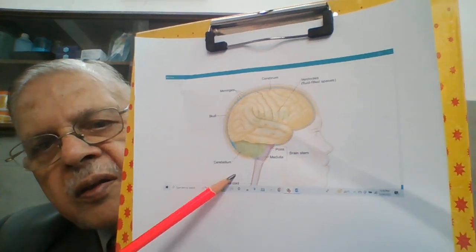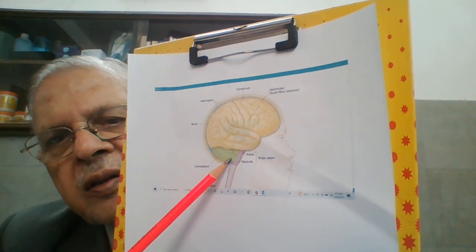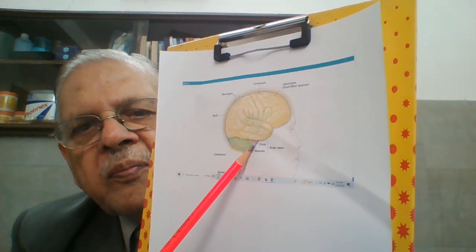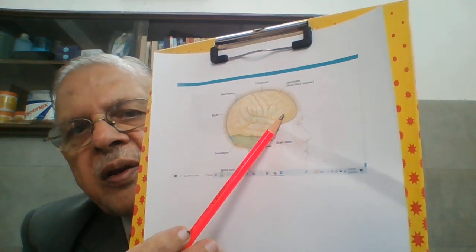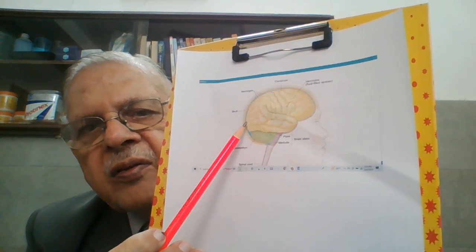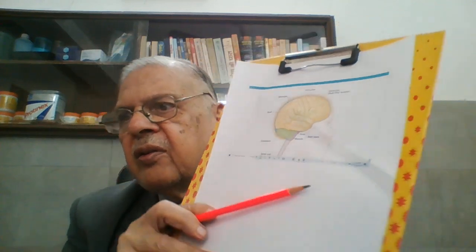Look at this diagram. This is the brain stem coming. This is part of the midbrain, and this is the temporal lobe. This is the frontal lobe. This is the occipital lobe. So this is how the brain functions.